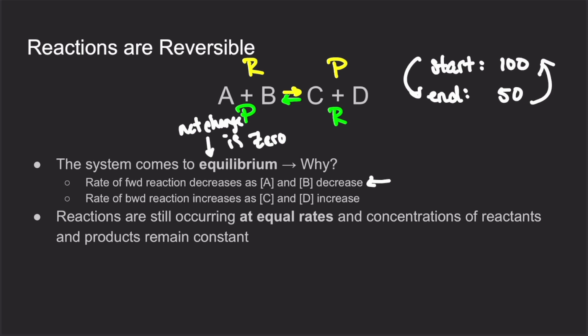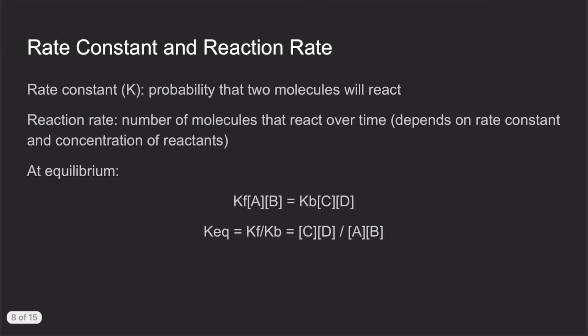On the micro level, there is change. It's just balanced out. Okay. So to describe this, we have what's called the rate constant, K. This is the probability that two molecules will react. The reaction rate is the number of molecules that react over time, and this depends on the rate constant and concentration of reactants. At equilibrium, Kf is the rate constant of the forward reaction.